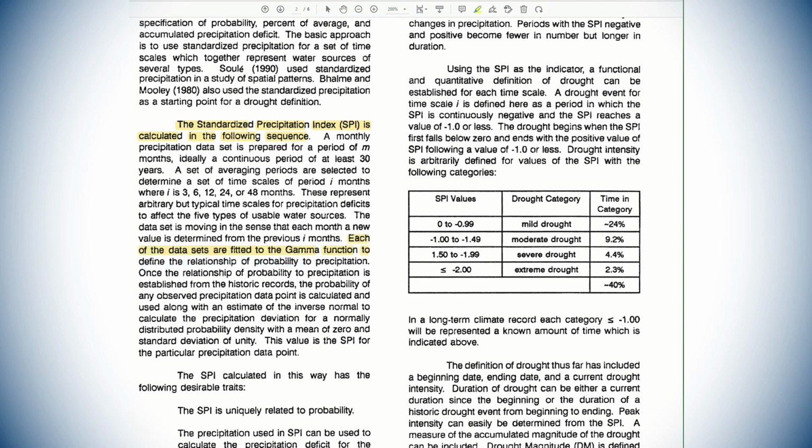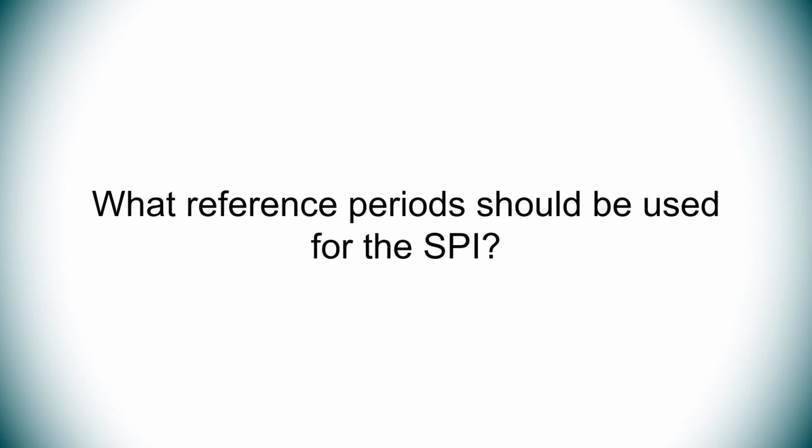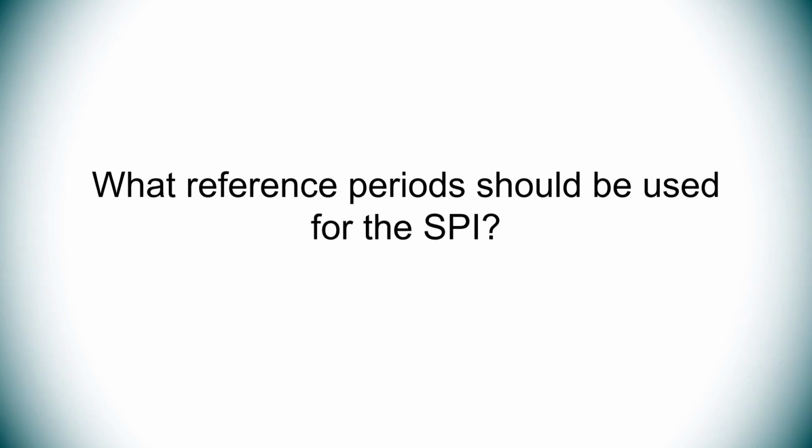So to calculate the SPI, first you have to decide which time period to calculate the SPI for: 3, 6, 12, 24, or 48 months. Next, you need to fit the full data set to the gamma function to define the relationship of probability to precipitation. Then you need to translate the data from a gamma distribution to a normal distribution such that the mean is 0 and the standard deviation is 1. So knowing that the SPI needs to be translated to a normal distribution, how much data is needed to do that well?